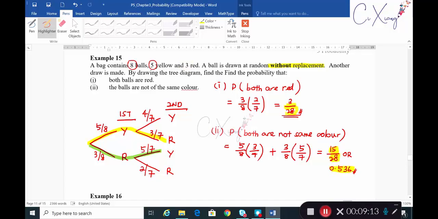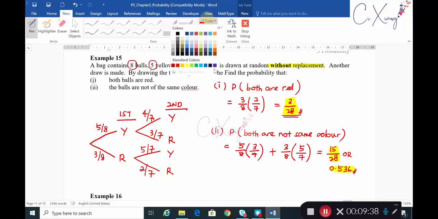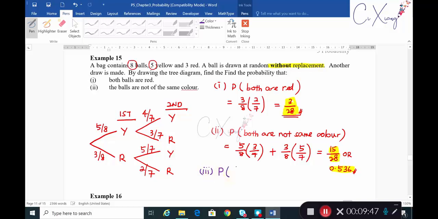Alright, so this is how we apply the tree diagram in our question. When you want to use a tree diagram in any question, there is generally a very small rule that you need to remember always. To explain this simple rule, I want you to answer an extra example here. Let's say I want you to calculate the probability that the second ball is yellow.